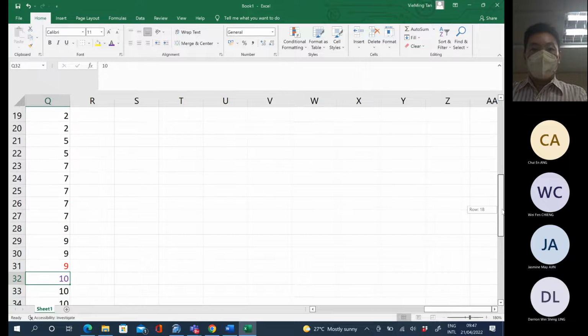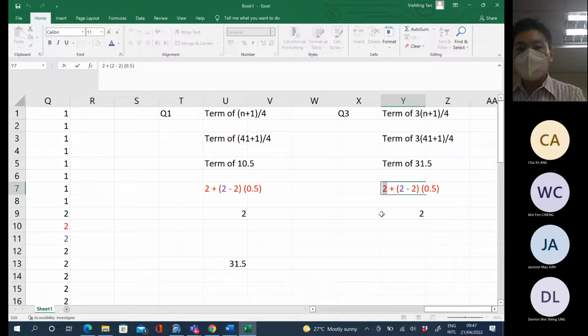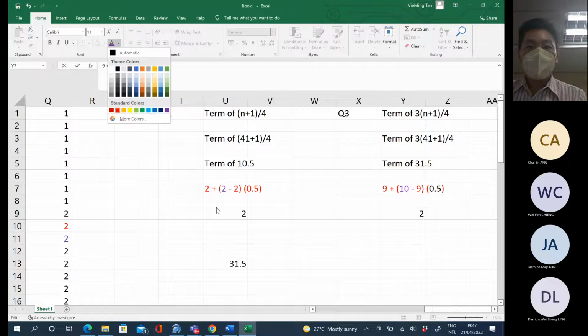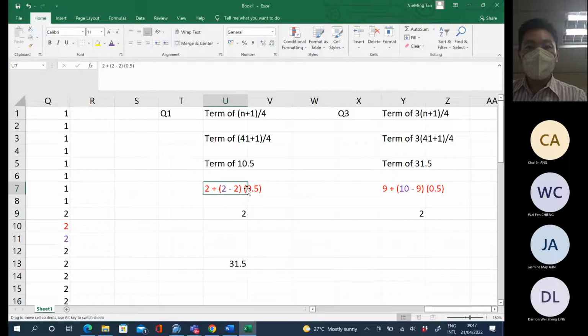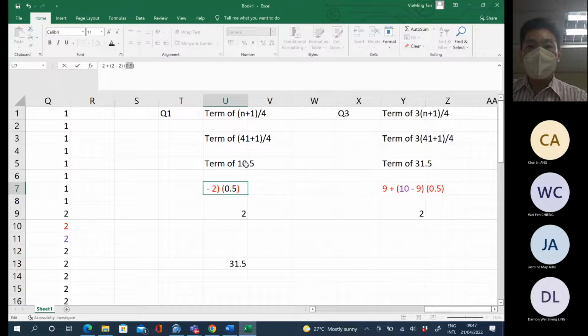Right. So how to get the Q3 value? I'll show you manually. Okay, term 31 is 9. This is 9. Right? Term 32 is 10. The difference now is 0.5 also. I use black color so that you know this is from this part. Okay, 0.5. This one also 0.5.